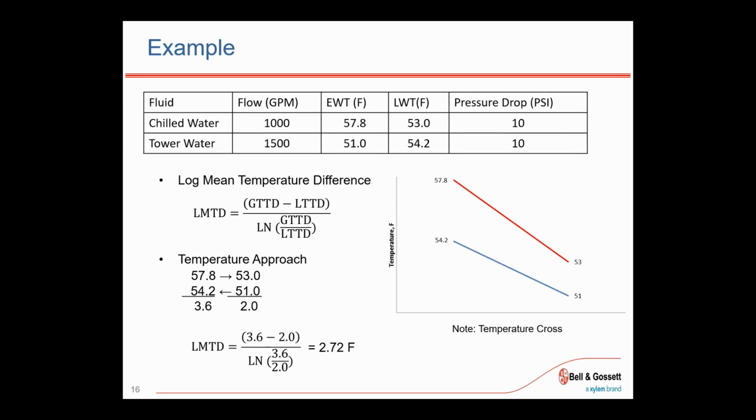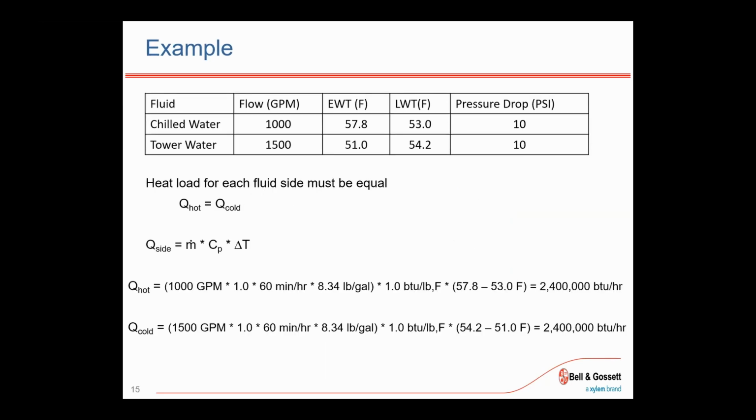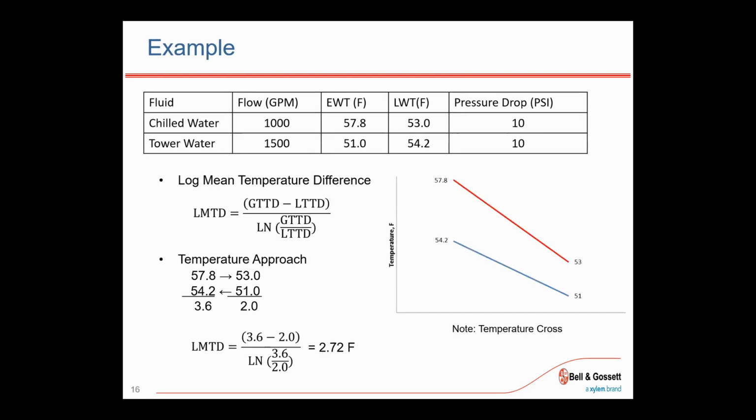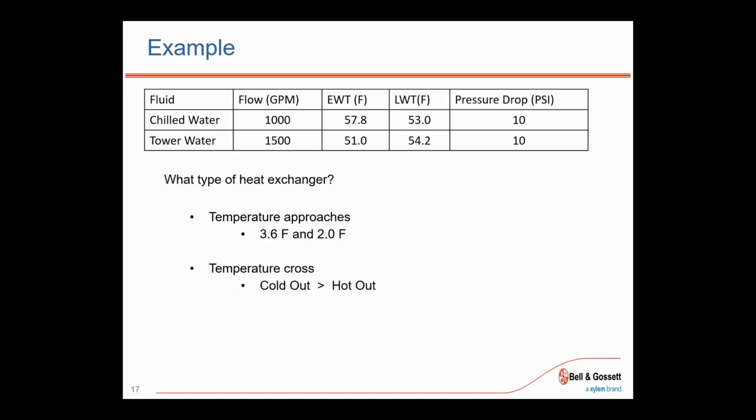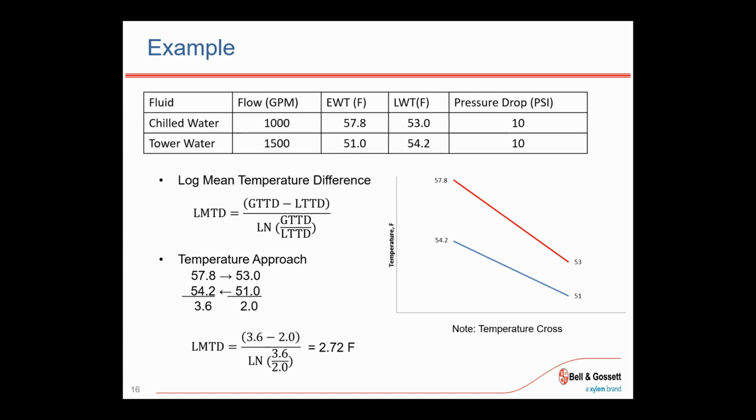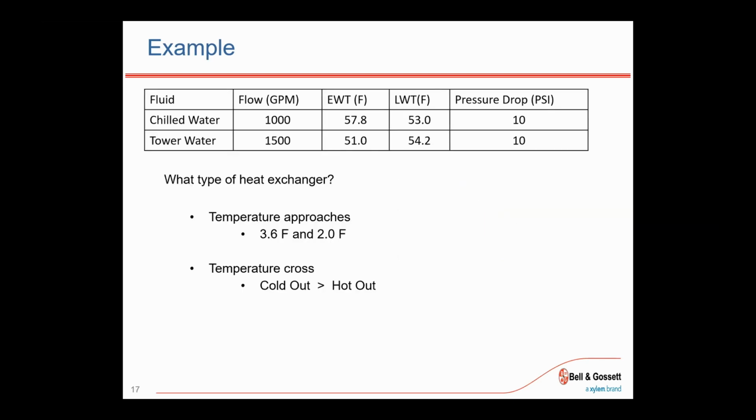Sorry, I shuffled the slide deck right before here. Here we go. In this case, we have the 3.6 degree and the 2-degree approach temperatures. That gives us a log mean temperature difference of 2.7. Knowing that a plate and frame heat exchanger is recommended to a minimum of a 2-degree approach, and a shell and tube heat exchanger is recommended to not be any less than a 10-degree approach, if you required that 3.6 and 2-degree approach, what kind of heat exchanger would you select? A plate style, right? It would be far from what you'd be able to select for a shell and tube.